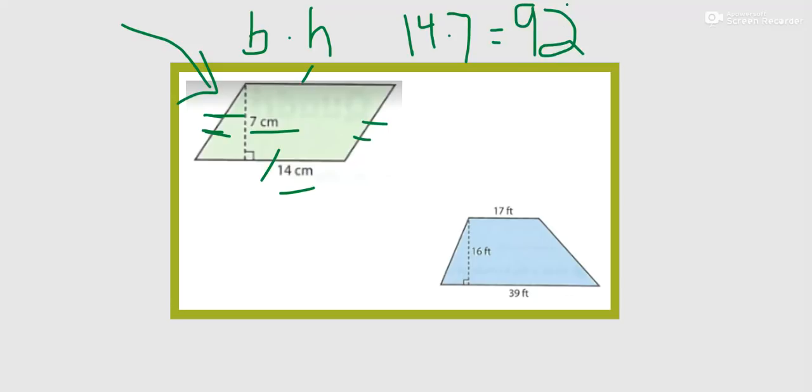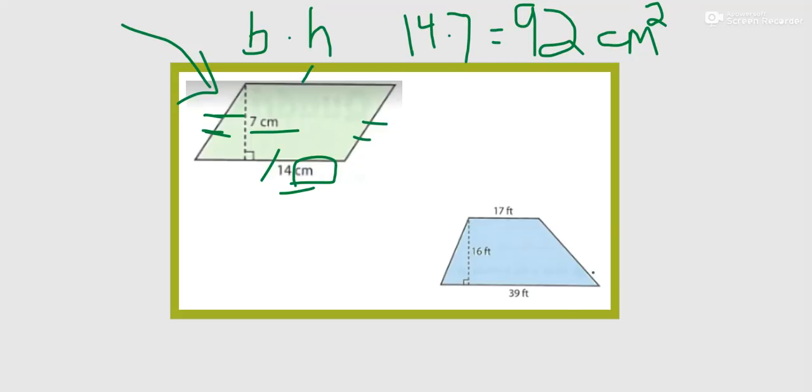But we do not end with just 92. Remember, we have to put a label on it. And whatever our label is, which is down here, is what we write. So it says centimeters. So we put centimeters. And all areas is a unit squared. So it's centimeters squared. If we do not put centimeters squared and we just put centimeters, it is wrong. You have to have centimeters squared or feet squared. You cannot just have the measurement label. You also have to have the squared. All right, so that was our parallelogram.